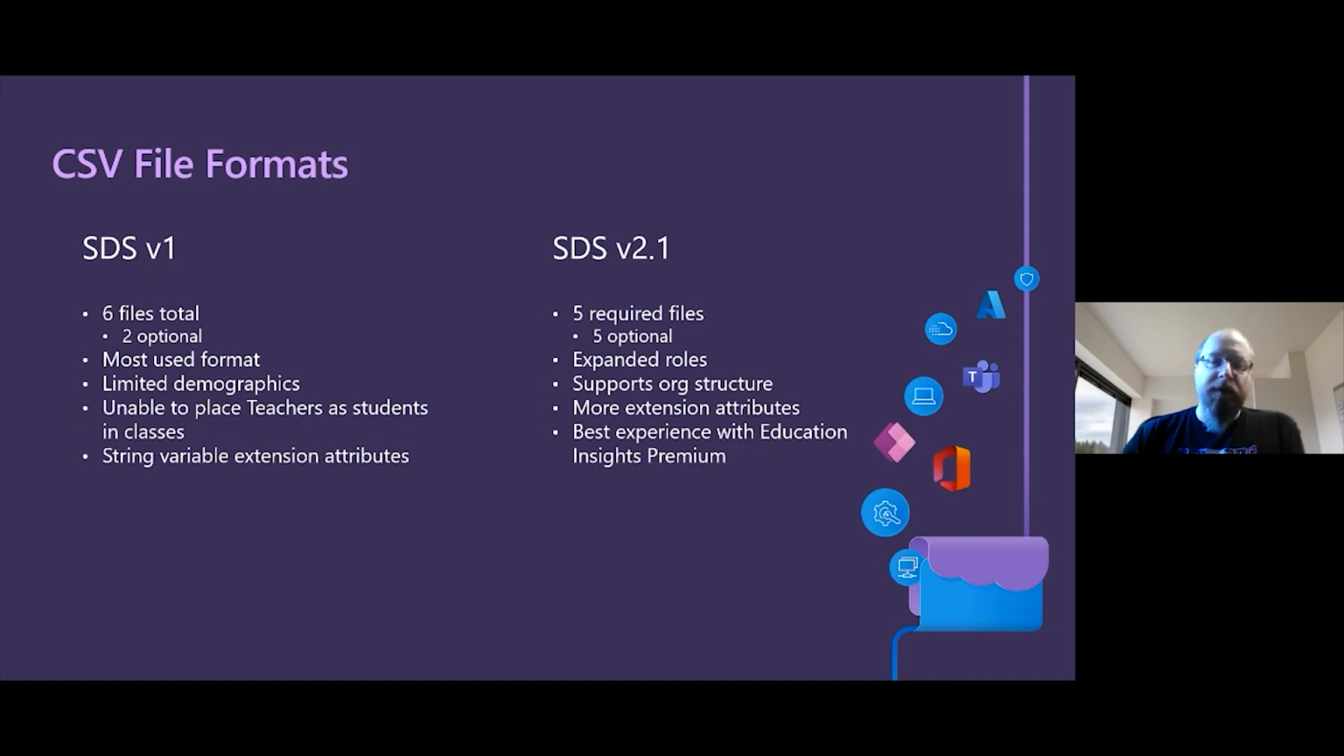Those optional files are going to be centered around the extension attributes, demographics, as well as the org structure. SDS version 1 has a very limited organization structure that can be done. It only has the individual schools within the school CSV file, and then the classes at those schools. Whereas in version 2.1, it has an expanded structure.